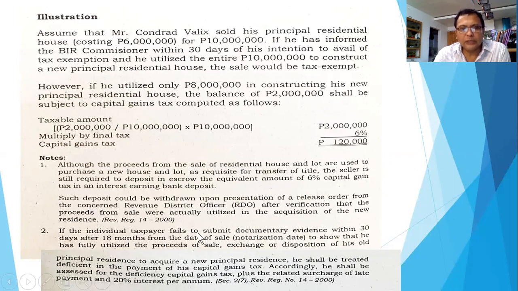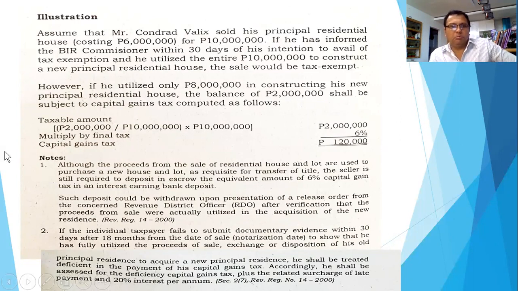If the individual taxpayer fails to submit documentary evidence within 30 days after 18 months from the date of sale to show that he has fully utilized the proceeds of sale, exchange, or disposition of his old principal residence to acquire a new principal residence, he shall be treated deficient in the payment of his capital gains tax. Accordingly, he shall be assessed for the deficiency capital gains tax plus the related surcharge of late payment and interest per annum of 12%. It's no longer 20% but 12%. This is the old law, no?